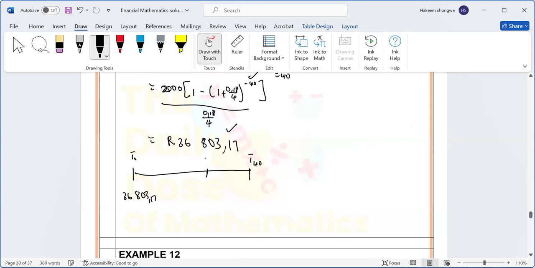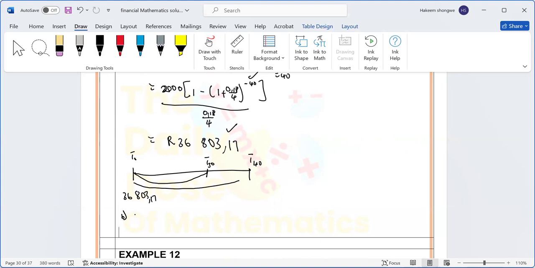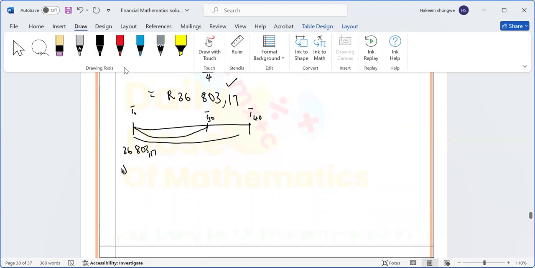We say we have T30 here, and we have paid 30 times. This is what we have paid already, 30 times. All in all, how many times are we supposed to pay? 40. How many payments are still outstanding? 10. For number B, everything is still exactly the same, except n. n is going to be 40 minus 30, the number of payments still outstanding, which is 10.